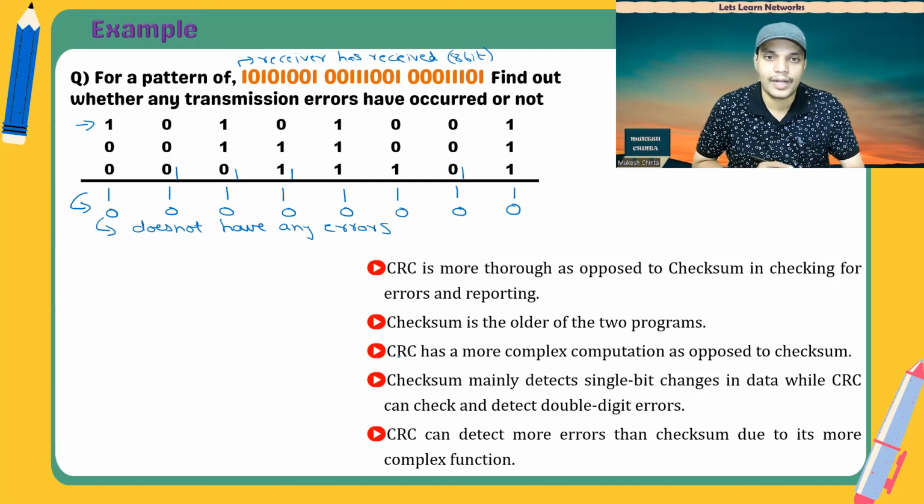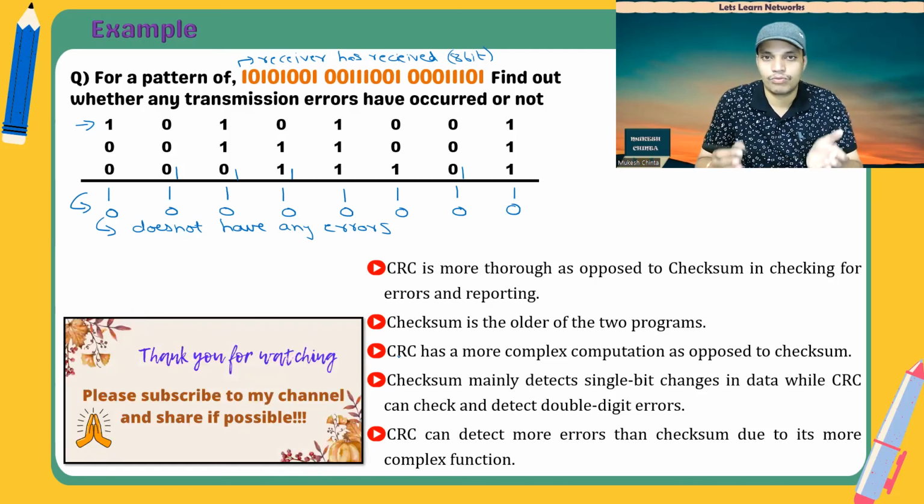These are the two prominent error detection schemes that are being used today. So checksum is quite easy. You simply divide the data into blocks and then calculate the sum, complement it to get the checksum.